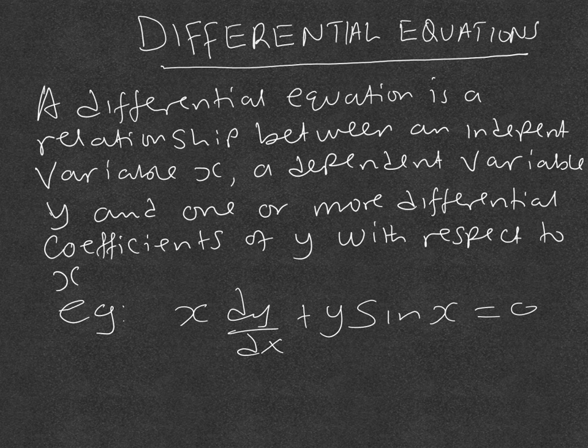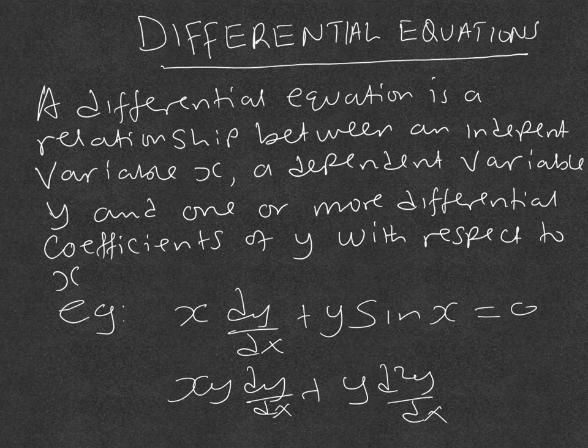Okay, another example could be xy dy by dx plus y d2y by dx squared plus e to power x equals 0. That's also a differential equation. Here we have the first derived function and the second derived function. Okay, remember we said that it's the relation between x, y, and one or more differential coefficients of y with respect to x.